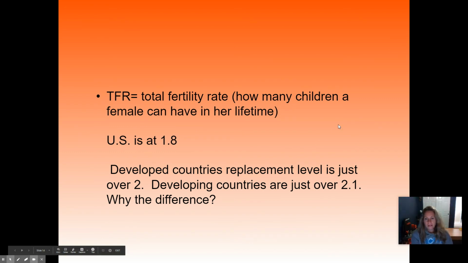The total fertility rate is how many children a female can have in her lifetime. So the U.S., right now we're at 1.8. So developed countries' replacement level is just over 2. So this is something I want you to think about. Developing countries are just over 2.1. So why the difference? Think about it for a minute.